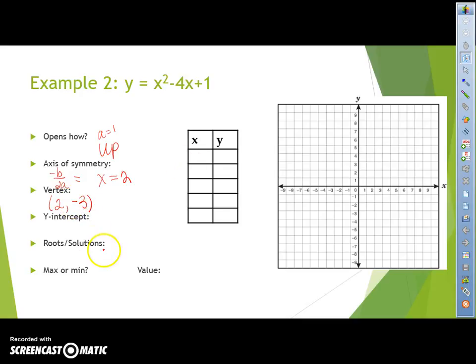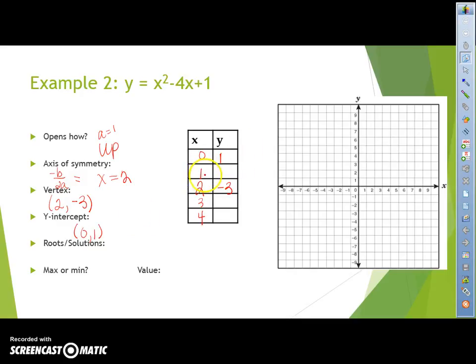I'm going to go ahead and come over here to my graph and put that in the middle. So 2, -3. Graphing a couple of points on either side, we would have 0, 1, and then 3 and 4 here. So when we evaluate for this 0 value in the table, that's going to give us our y-intercept. Plugging in 0 for x means that y is equal to 1. So over here, we have a y-intercept at 0, 1.